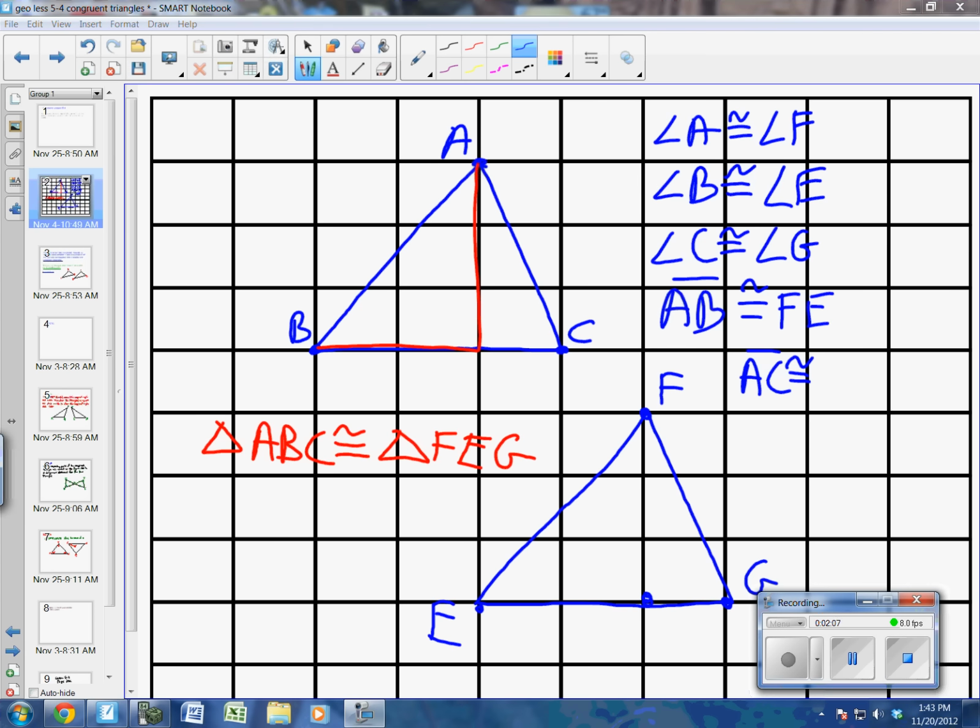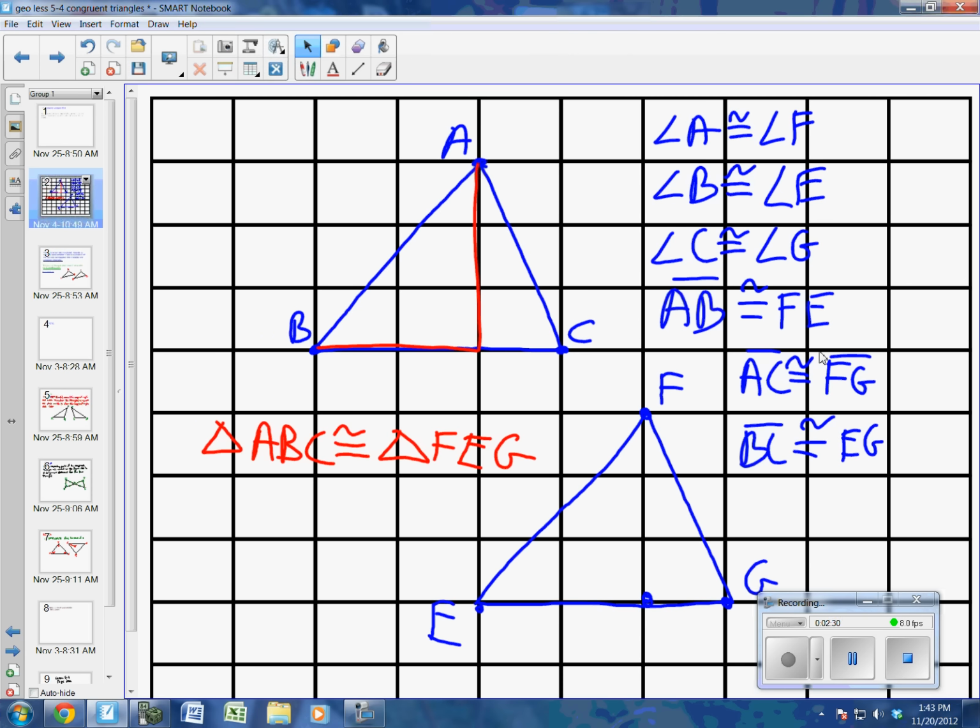AC corresponds to FG. And my BC is congruent to EG. How do we know that these are congruent, you guys? Yeah, they're the same triangle. You should know by lining one up on top of the other one, right?